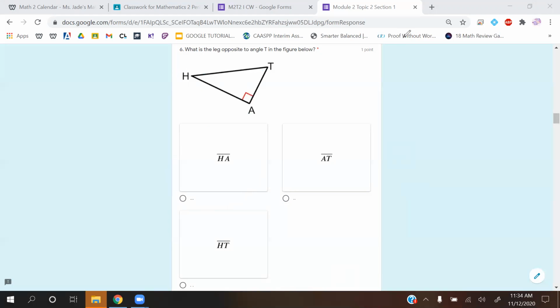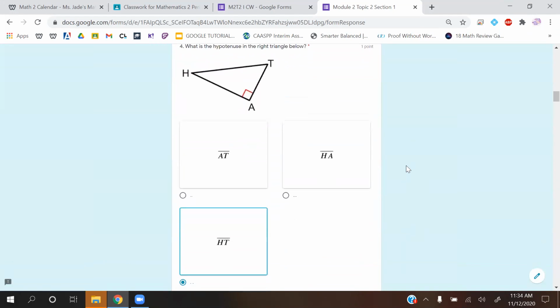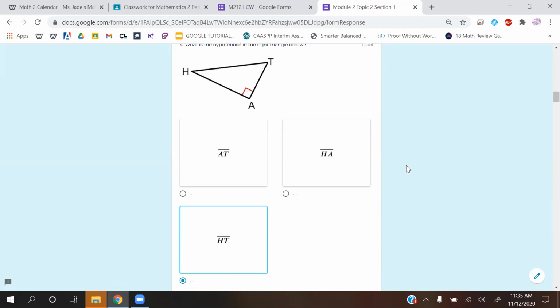Miss Jade, what was number 4? Number 4 says, what is the hypotenuse? So you want to go directly across from the right angle. And so if you go across from the right angle, you get HT. Okay, thank you. You're welcome.